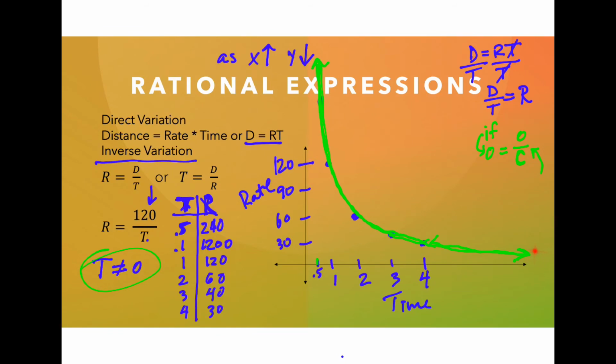If I give myself more time to travel 120 miles, I can do it at a slower rate of speed. But of course, I'll never be traveling at 0 miles per hour, right? If time is 0, I'm not going to make it 120 miles. And also, as time gets larger and larger, all that means is I have to go at a slower and slower speed. There's never going to be a time where I'm going at a rate of 0 and somehow reach 120 miles.